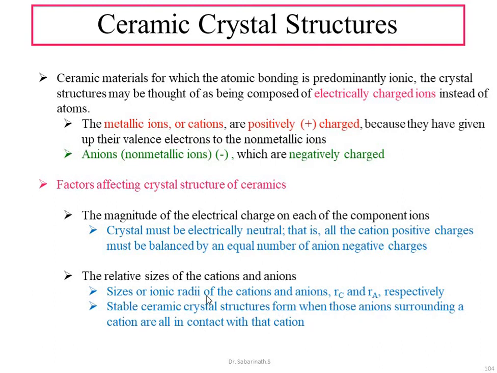The ionic radii of the cations and anions we will represent as Rc for the radius of the cation and Ra for the radius of the anion. Stable ceramic crystal structures form when the anions surrounding a cation are all in contact with that cation. That means the contact is very much essential. It is better to explain with the help of a figure.